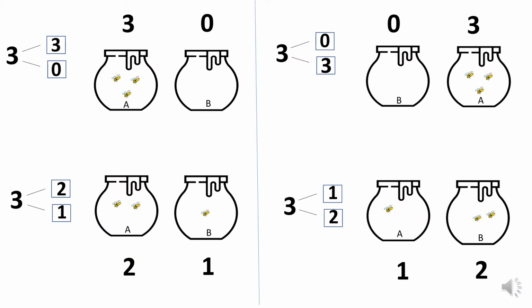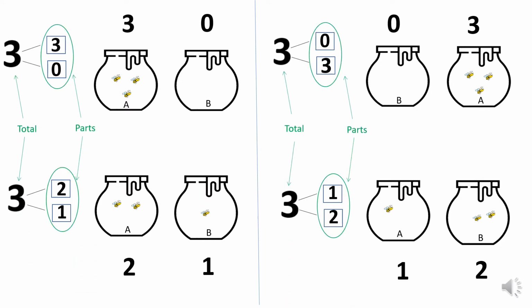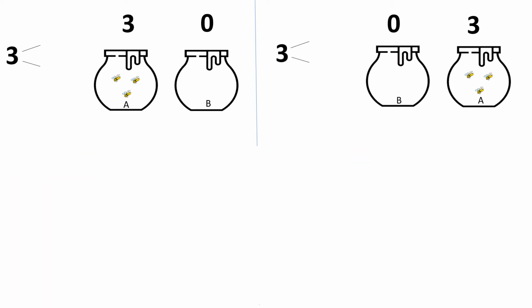Here is a summary of all the ways you could split up the bees. What you would notice here is that in all cases, no matter which way you place the bees, there are still a total of 3 bees. So the beginning of a branch is called the total number, and the ends of the branch are the parts or ways in which you can split the number. As you can see, it doesn't matter which direction you place the 0 and the 3, because whichever way you place it, the numbers still add up to 3.